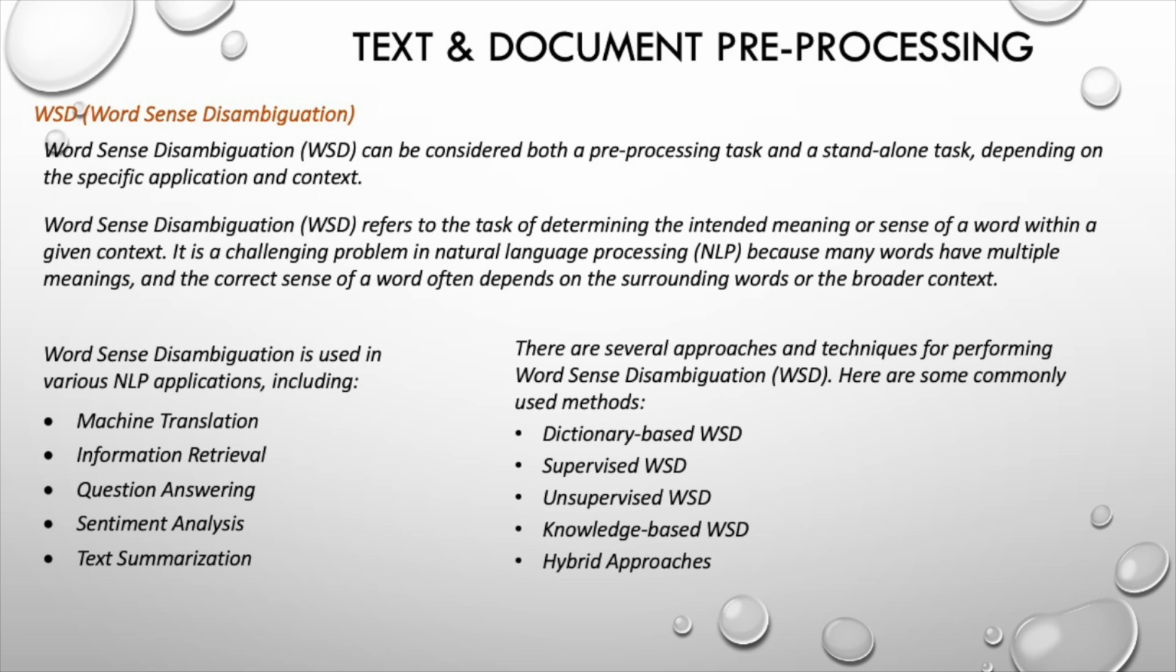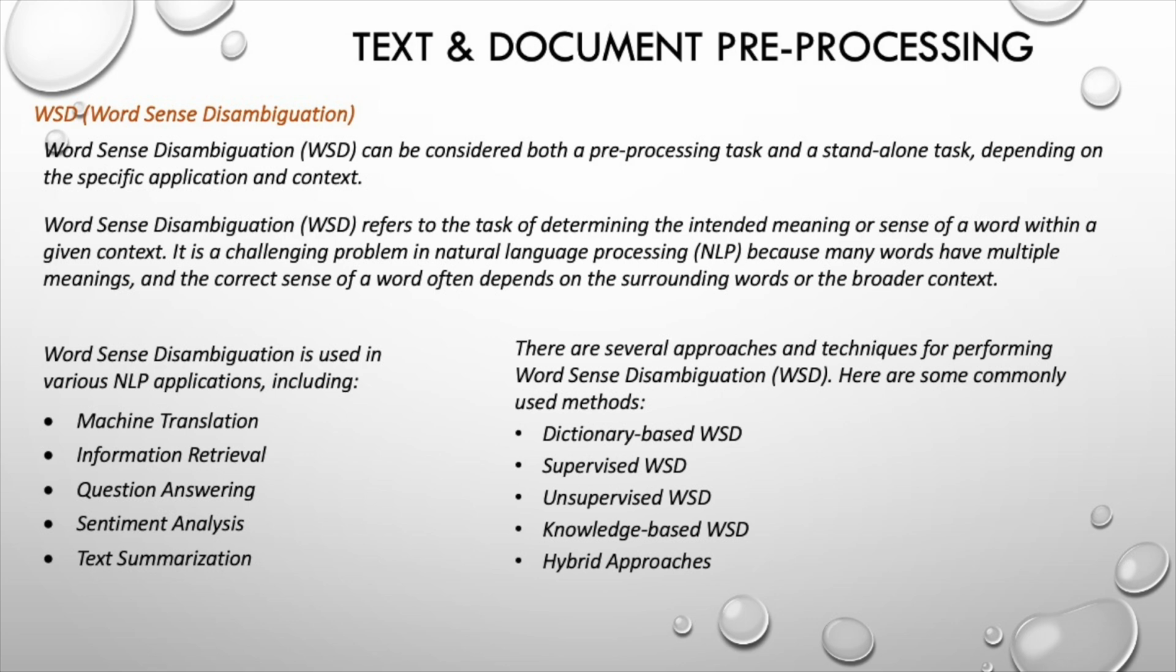Word sense disambiguation is used in various NLP applications, including machine translation. WSD helps improve the accuracy of machine translation systems by ensuring that the correct meaning of a word is translated accurately. Information retrieval. WSD is used to enhance search engines by understanding the context of a query and retrieving documents that match the intended meaning of the query. Question answering. WSD aids in question answering systems by accurately interpreting the meaning of words in a question and retrieving relevant answers. Sentiment analysis. WSD is beneficial for sentiment analysis tasks, where understanding the correct sense of words is crucial for determining the sentiment expressed in a text.